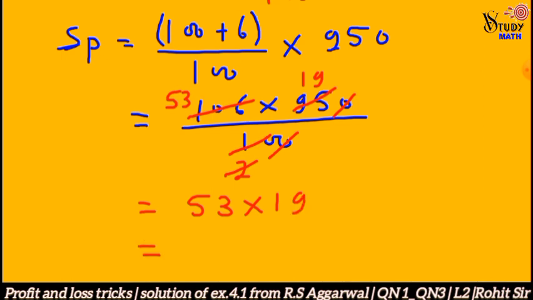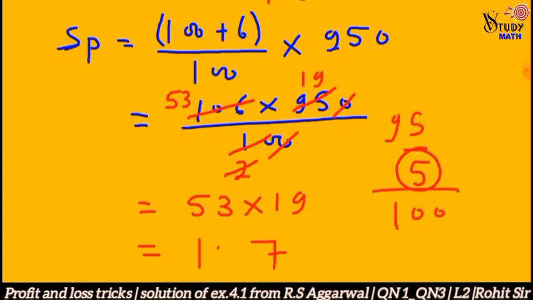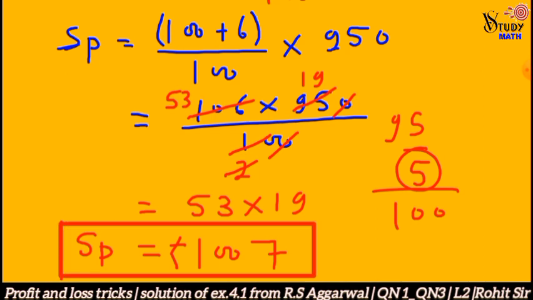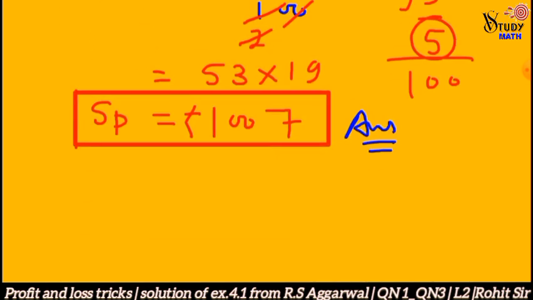So let's do this. 19 3s are 57. 5 is carry forward. 19 5s are 95. 95 plus 5 is equal to 100. So this is the answer. SP is equal to rupees 1007. So this is the answer of this problem. I hope you understand very well. Let's move to the next question.